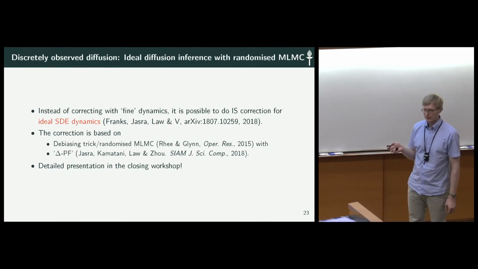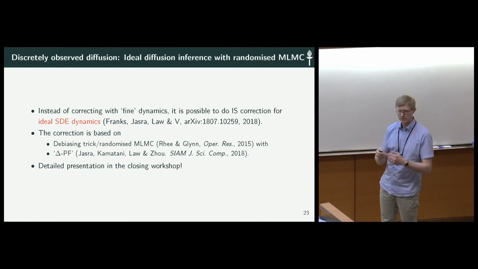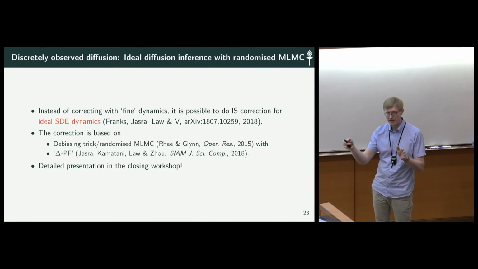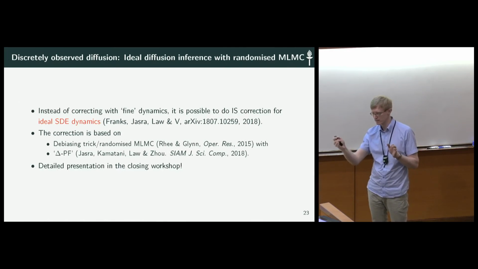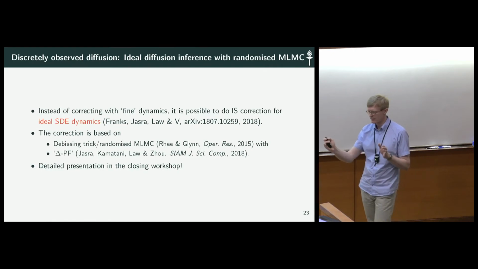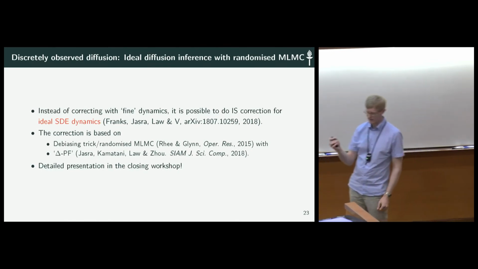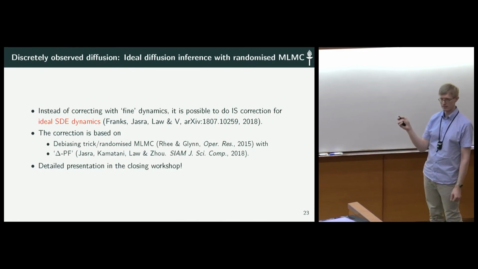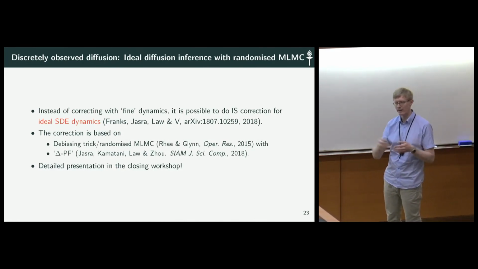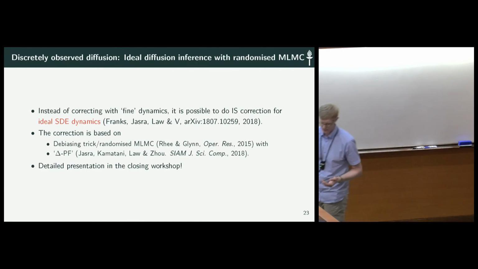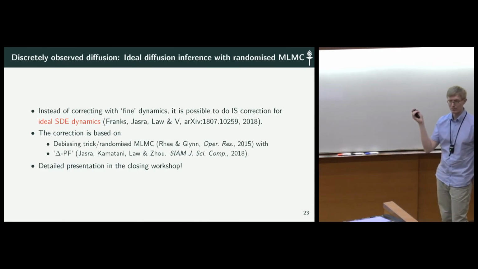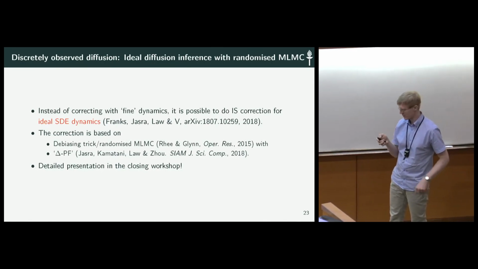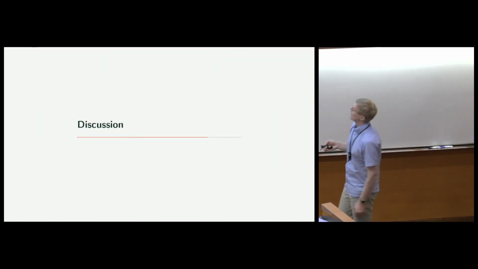What I want to advertise here is that instead of doing the second phase with a fine enough mesh, you can randomize the level of discretization you use, calculate a clever difference, and do a bit of correction. You then actually get exact inference in the end for the ideal diffusion. But there's going to be a detailed presentation in the closing workshop, so let's leave that there.